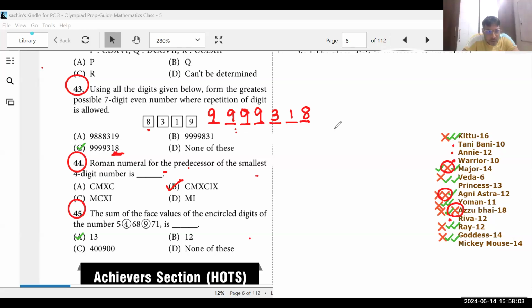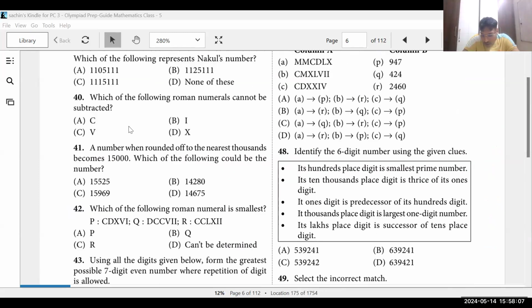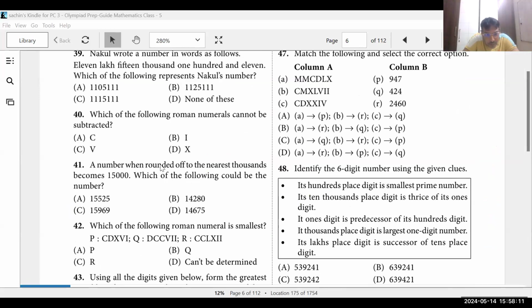So we will do the 42nd question. Is the 42nd required or no? Which of the... So you can do the 42nd, 48th, any other 41 and 40. So 40, 42nd, and 48th.